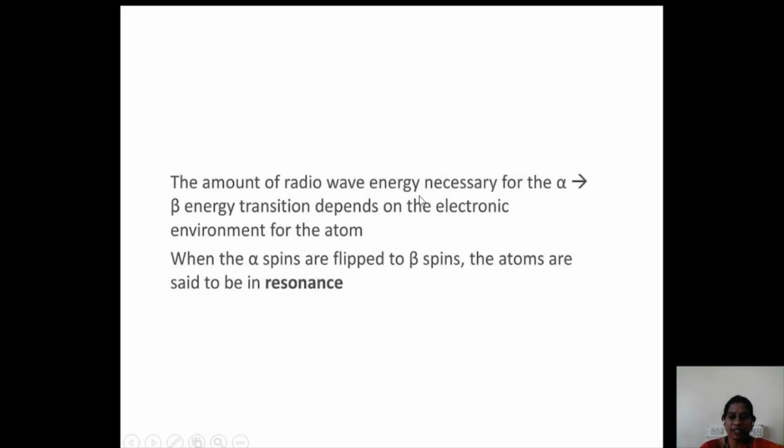The amount of radio wave energy necessary for the transition from the alpha state to the beta state depends on the electronic environment of the atom, whether it is shielded or deshielded. But when the alpha spins are flipped to beta spins, the atoms are said to be in resonance.